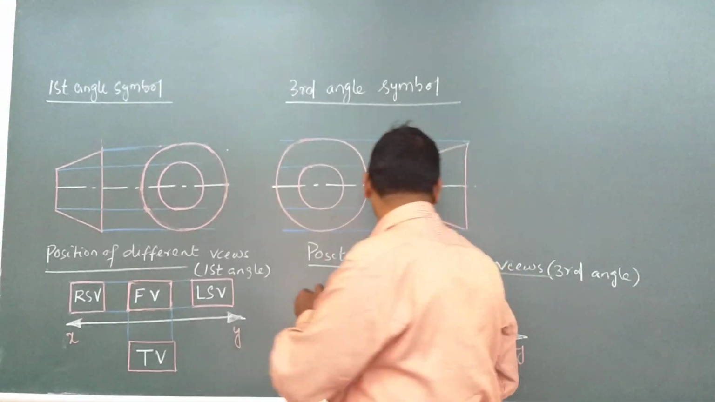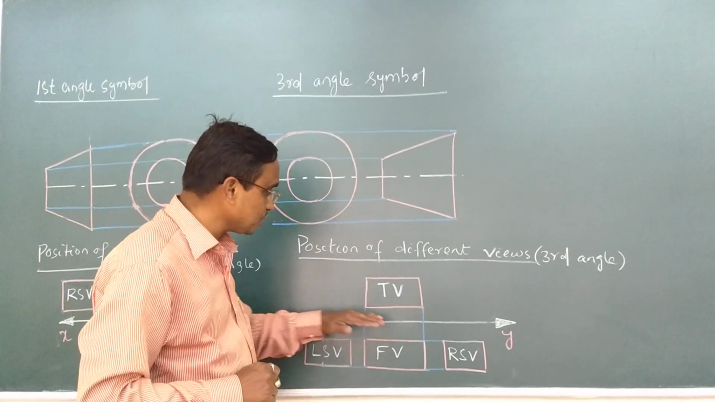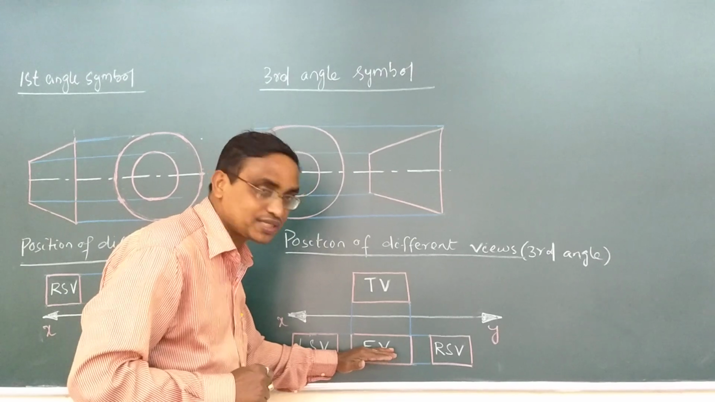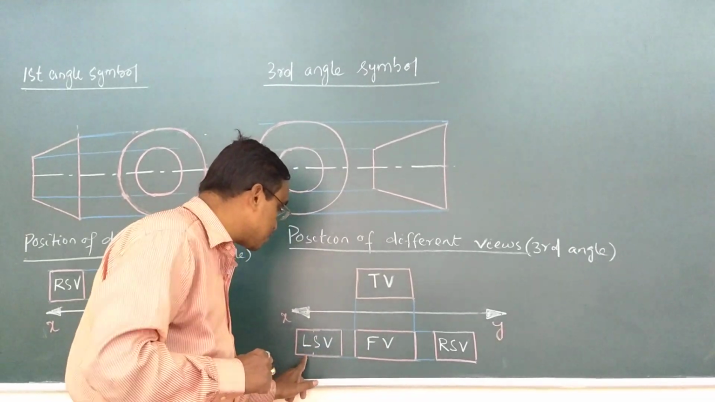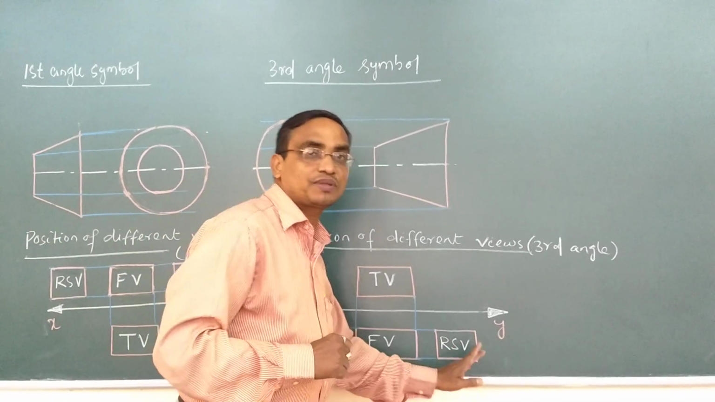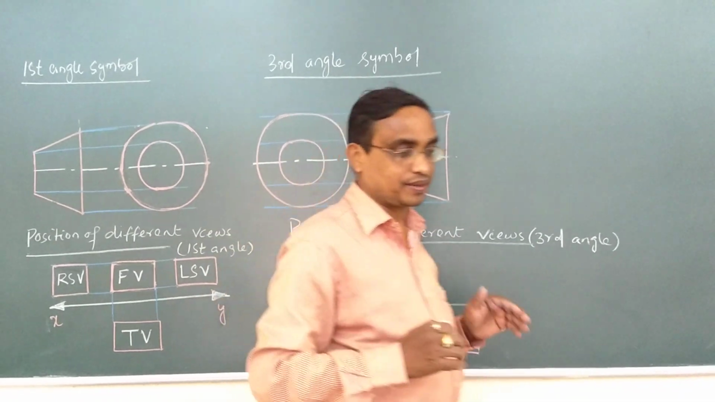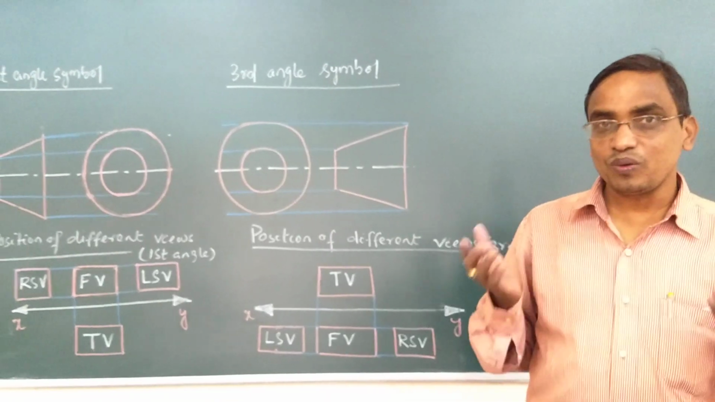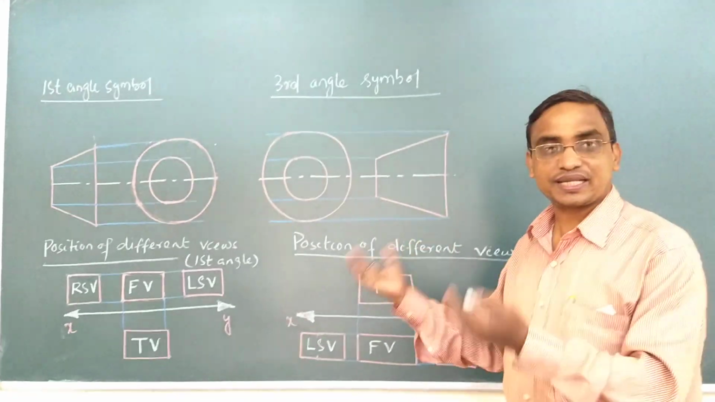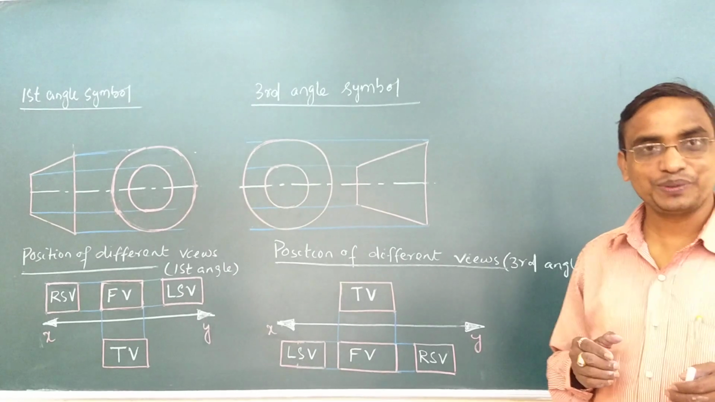Now come to third angle projection. In third angle projection, top view is above XY reference line, front view is below XY reference line, and left side view is drawn on left side of the front view. Right side view is drawn on right side of the front view. These are the various positions of the drawing. Globally the drawing is same, only the position, means placement of drawing, is different in first angle projection and in third angle projection. Thank you.